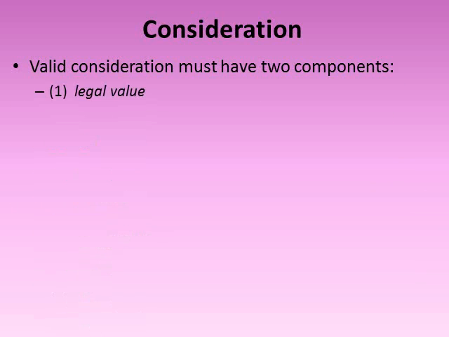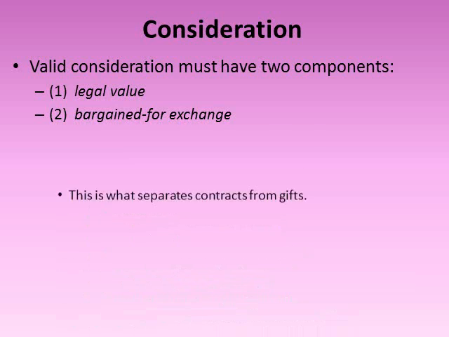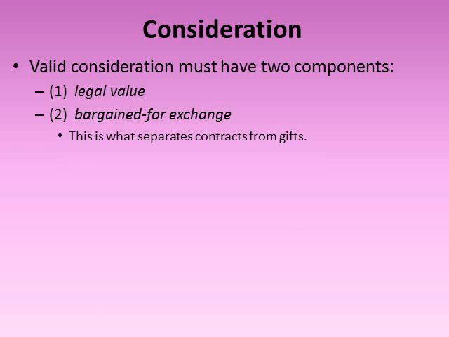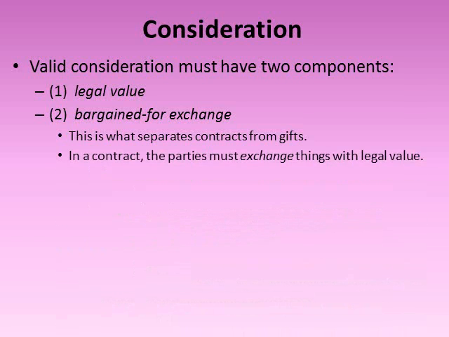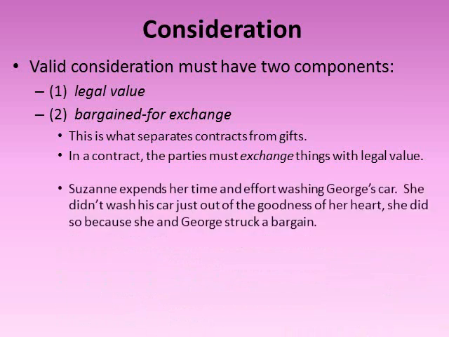And again, we already talked about one of those 2 components of consideration, legal value. The second component is having a bargain for exchange. And this is really what separates contracts from just mere gifts. Here, the 2 parties are exchanging things of value, that there's some sort of bargain taking place. In a contract, the parties must exchange things with legal value.